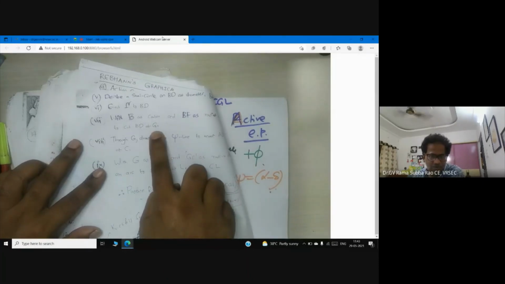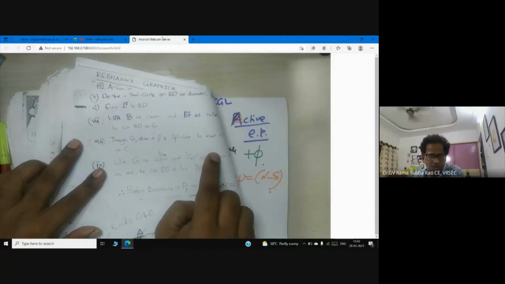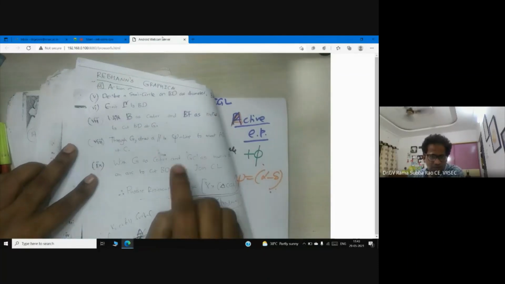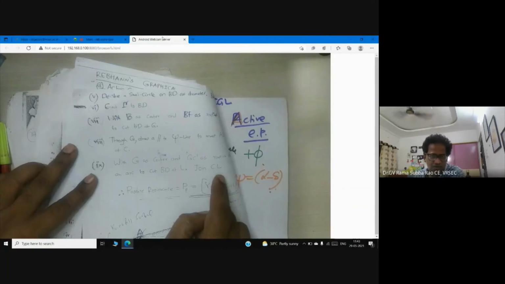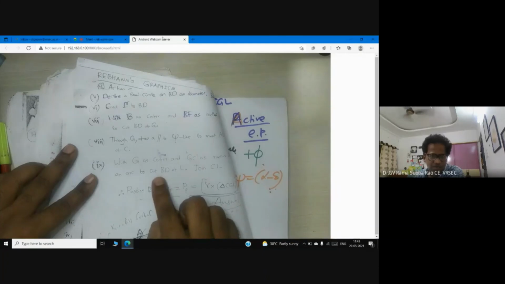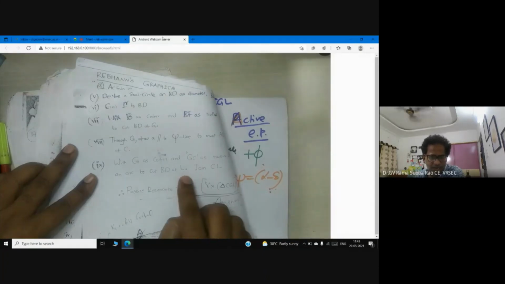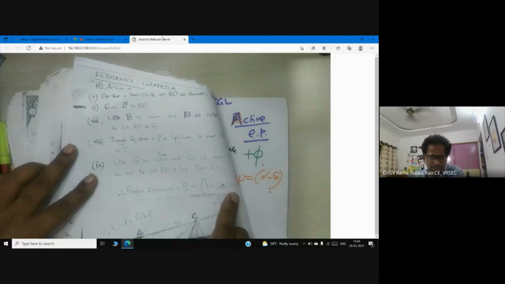Now through Z, draw a parallel to psi line which intersects at C. Now I'm getting CL. With G as center and GC as radius, draw an arc which ultimately cuts the phi line at L. Now join CL. So here you see gamma into triangle CGL.